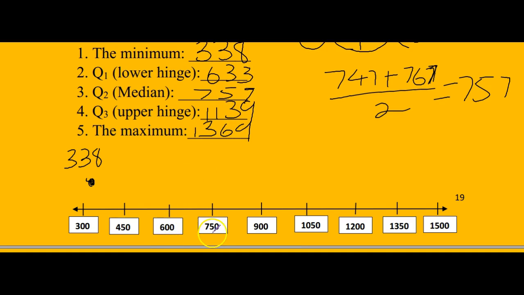All right, next we find our lower quartile, which is 633. 633 will be between 600 and 750, and it will be closer to 600 than it will be to 750. So somewhere there, again, we make a point, an estimation. And this is going to be our lower quartile, where the box is going to start. So we make a point and then a line.